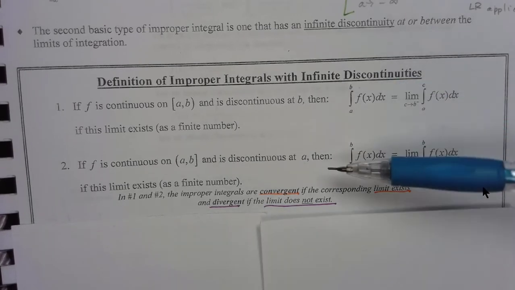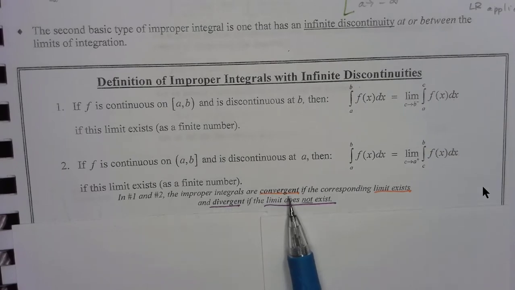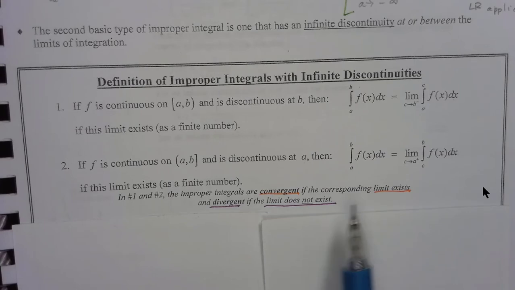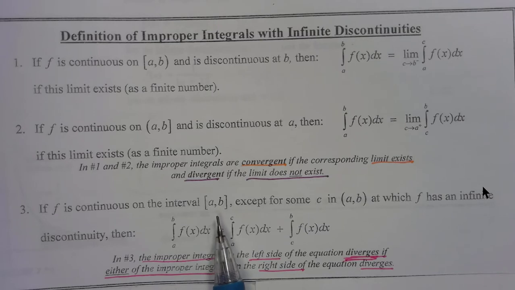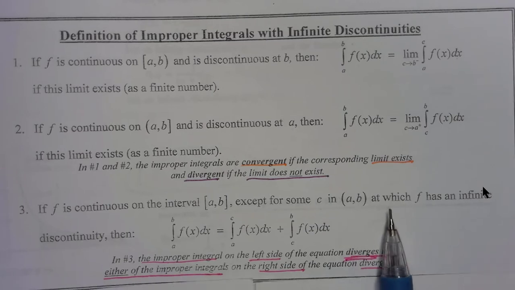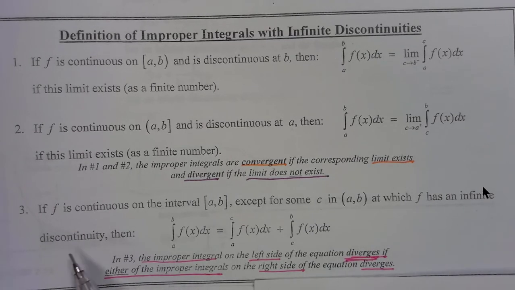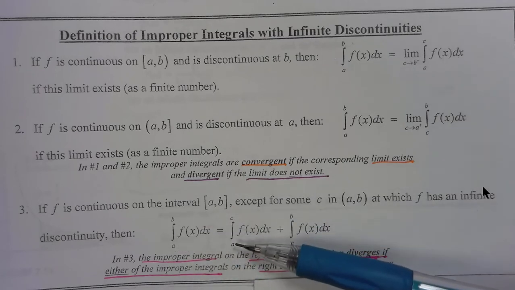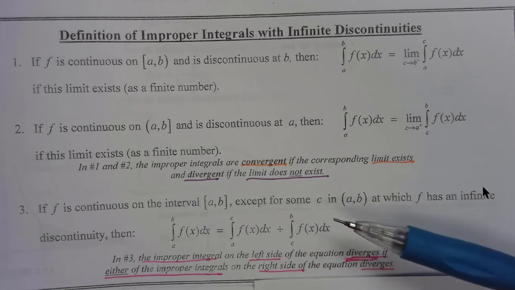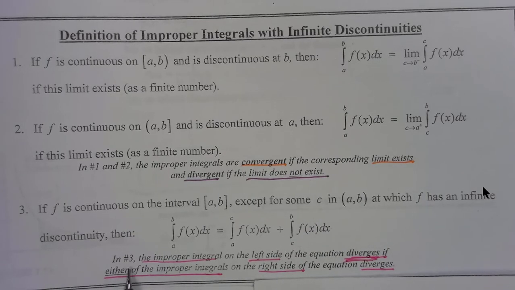Now, in examples 1 and 2, the improper integrals are convergent if the corresponding limit exists and divergent if it does not. If f is continuous on the closed interval a to b, except for some c in that open interval a to b, at which f has an infinite discontinuity, then the integral from a to b of f of x dx is the integral from a to c of f of x dx plus the integral from c to b of f of x dx. In number 3, the improper integral on the left side of the equation diverges if either of these improper integrals on the right side diverges.